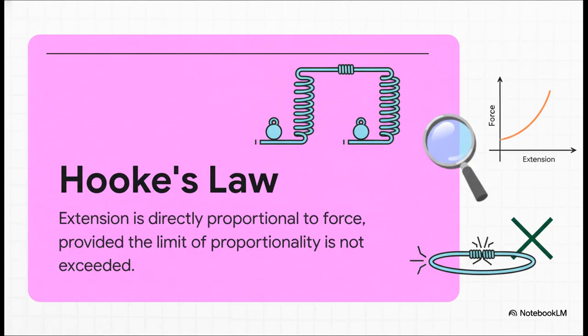The extension of an elastic object is directly proportional to the force applied. Simple enough, right? Double the force, double the stretch. But wait, there's a catch. Provided that the limit of proportionality is not exceeded. That last part is the key. It's the fine print. If you pull too hard, you break the spring, and the rule doesn't apply anymore. It's that point of no return.